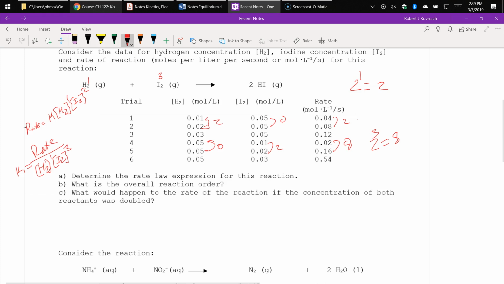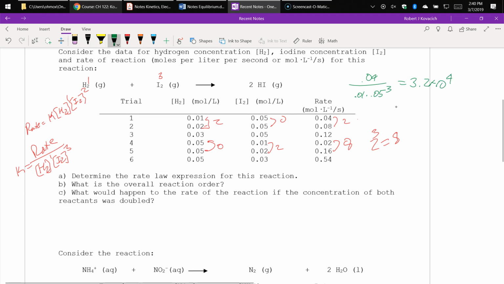So then we can pick any trial we want. So I'll just put in the first one. So 0.04 divided by 0.01 times 0.05 cubed. And let's see, we get 0.04 divided by 0.01 divided by 0.05 cubed. So 3.2 times 10 to the fourth.